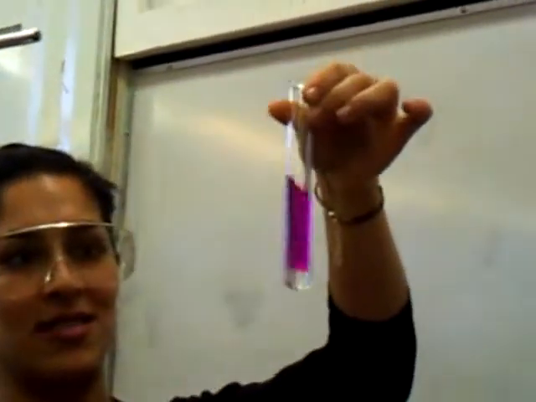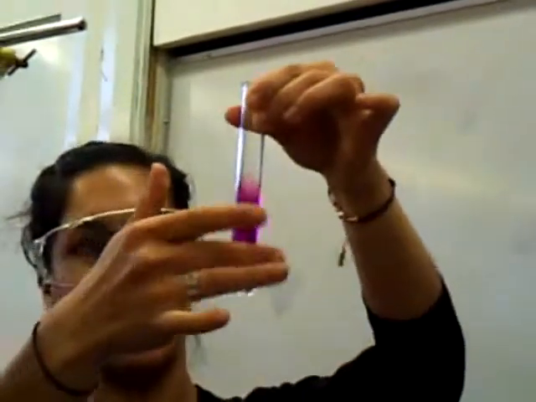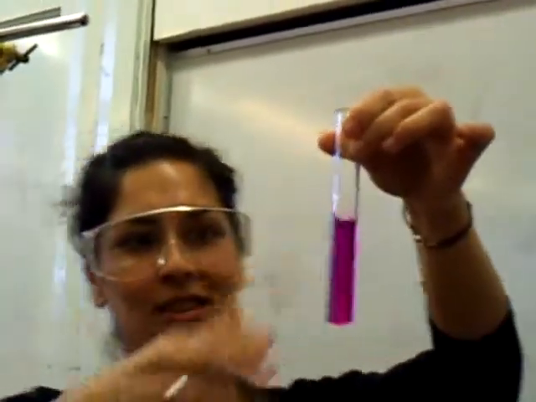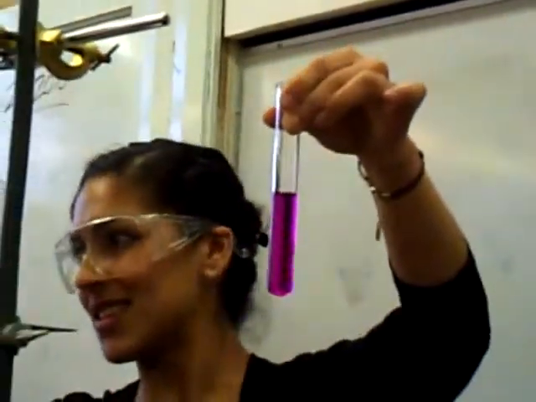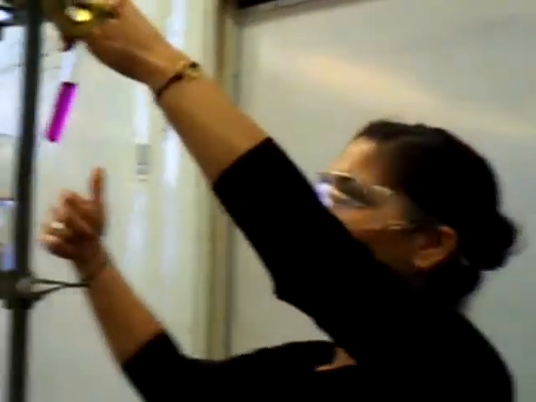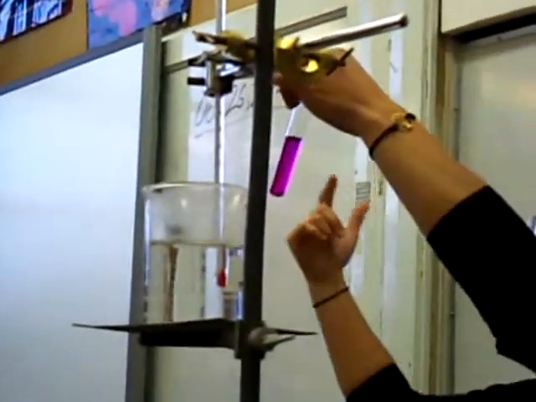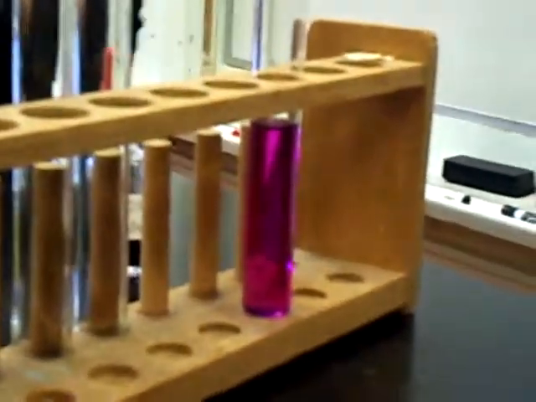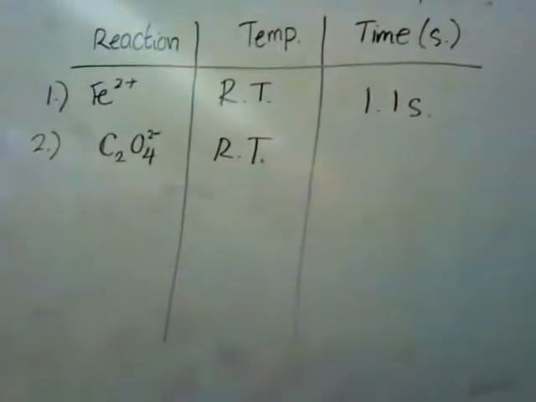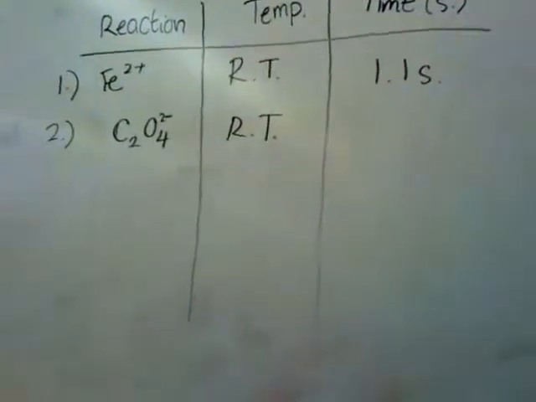Oh, I love the color. It's a beautiful color, yeah. And it's magenta. See, there's another point. This is clear, but it's purple. So there's a big difference between clear and colorless and clear and colored. So I'll let you observe this and let me know when it gets to be clear. Does everyone understand how I did that?